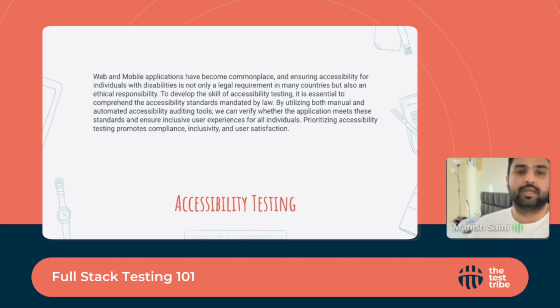Your application should be available to everyone. Everyone should be able to access it, and that's how you do accessibility testing. It can be done manually or automated. There are multiple tools currently present for accessibility testing. We also try to prioritize this part because it will give you higher quality for every audience. It should be for every individual, not for some people.